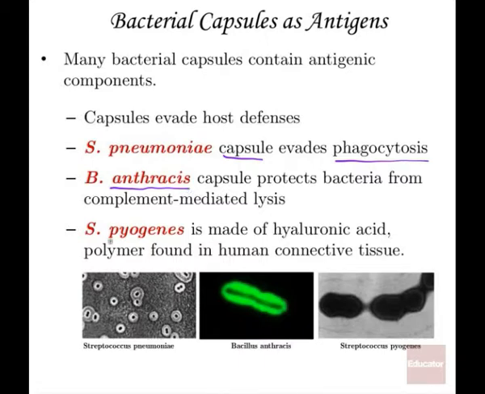Now, with pyogenes, that capsule is very clever because that capsule actually is made of hyaluronic acid, which is a component found in human connective tissue. So basically, the capsule of the pyogenes mimics human connective tissue. And so in that case, it can escape detection by the immune system as well.